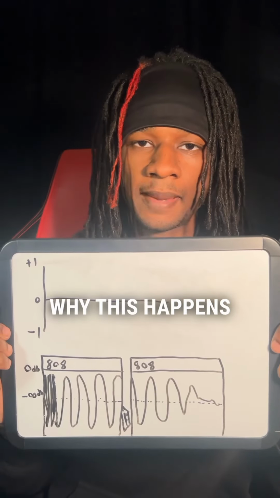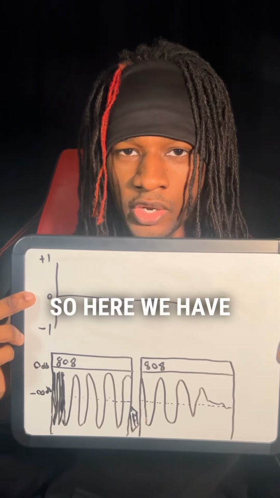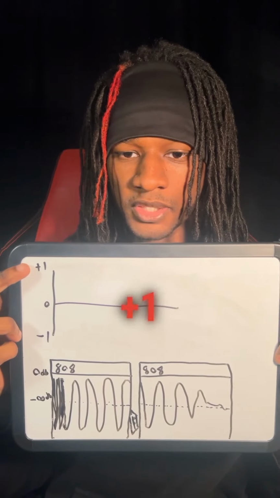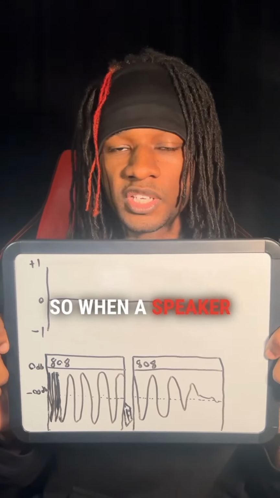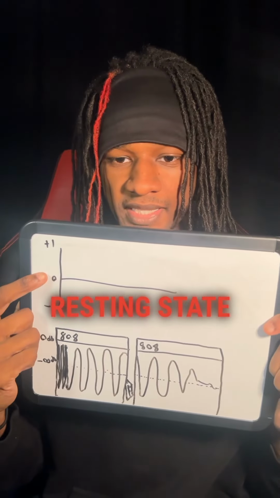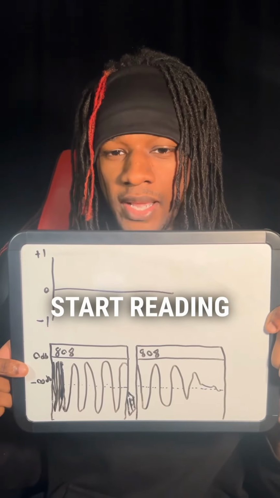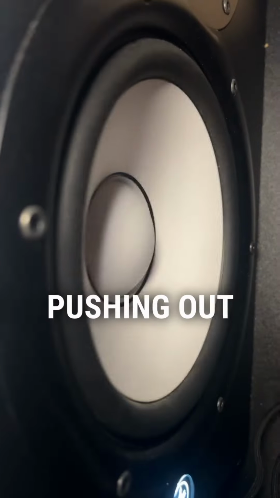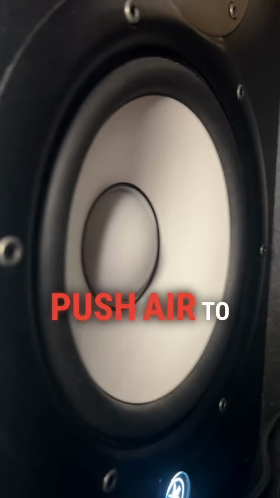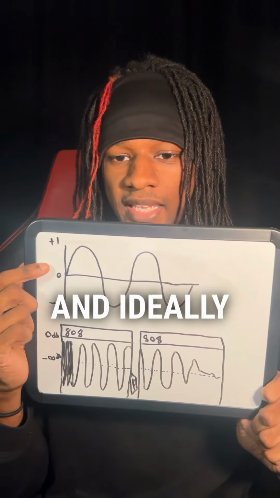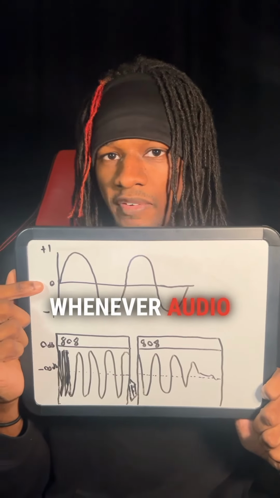To understand why this happens, first you have to understand phase. So here we have 0, or silence, plus 1 is the curve going up, -1 is the curve going down. When a speaker isn't playing, it's in its resting state, here. Now when speakers start reading audio, the +1 is the speaker pushing out, and the -1 is the speaker going back in, because speakers push air to generate sound. And ideally, it returns to the 0 point whenever audio is not playing.